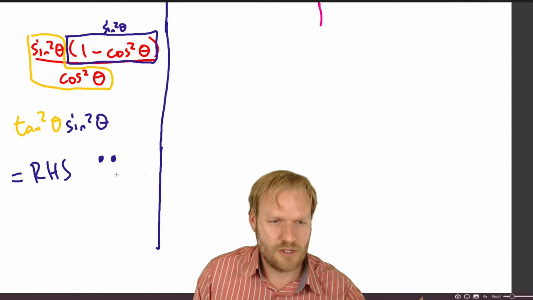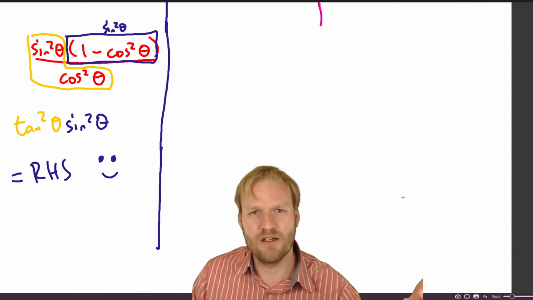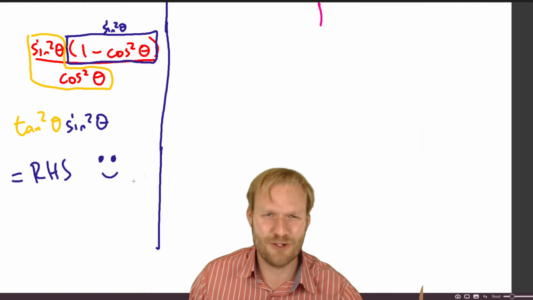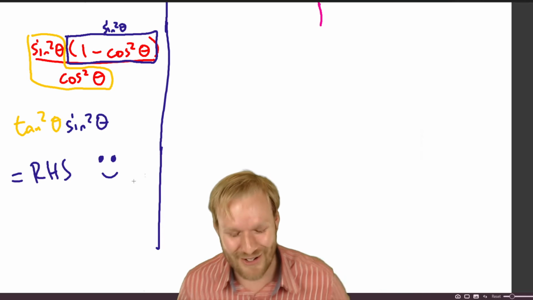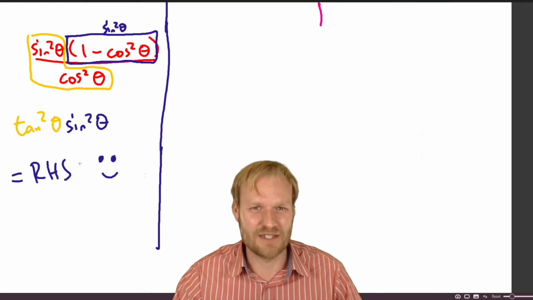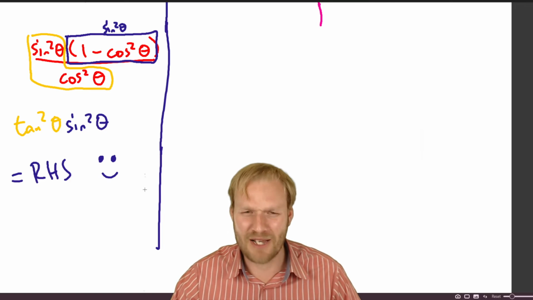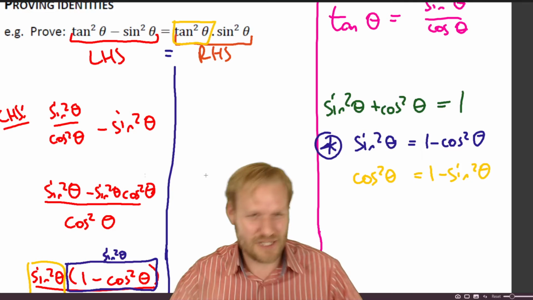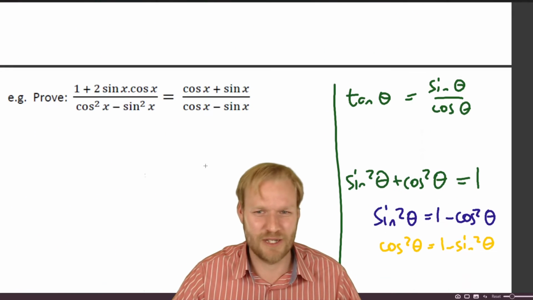And then an entirely compulsory activity is to write down a smiley face, because we're so happy that we've proven that identity. Tongue-in-cheek, of course, but we definitely finish up by going, yes, it equals the right-hand side. And I'm going to have a little smile, because I'm chuffed that I got that one. So that's our process. Now we've got lots of these to practice.